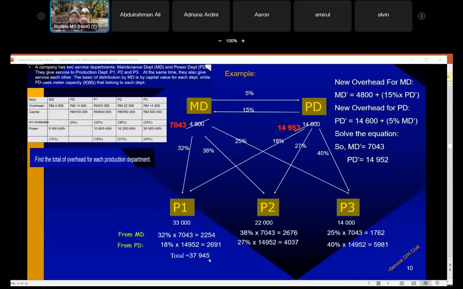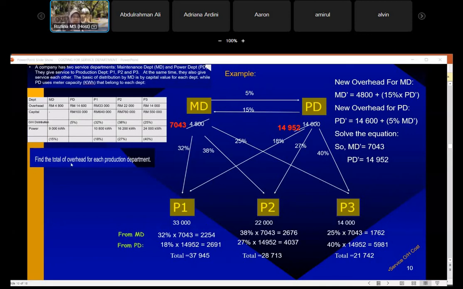37,945. Then baru pergi pada yang kiraan for a product. And then RM per unit tu lah for a product. Tapi selalu dia sampai sini normally we just reach until this. What is the total? 28,713. This one 14,000 plus 1,762 plus 5,981. So settle lah. Finish. You get the total for the production department.